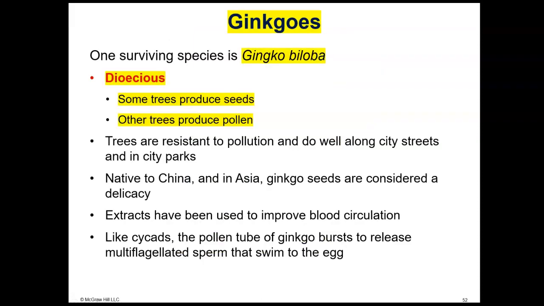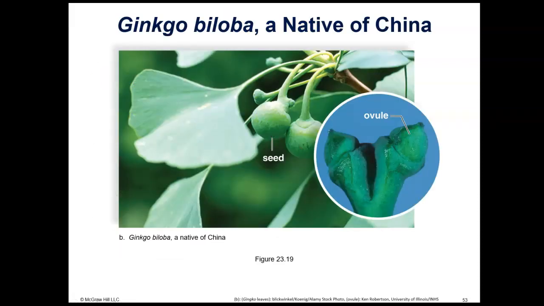Ginkgos only have one surviving species. It's called the Ginkgo biloba plant. It is dioecious, which means that some trees produce seeds and others produce pollen. So some trees are female and others are male. And this is what the ginkgo plant looks like. It has a berry, grows in China, and this is what the leaves look like.